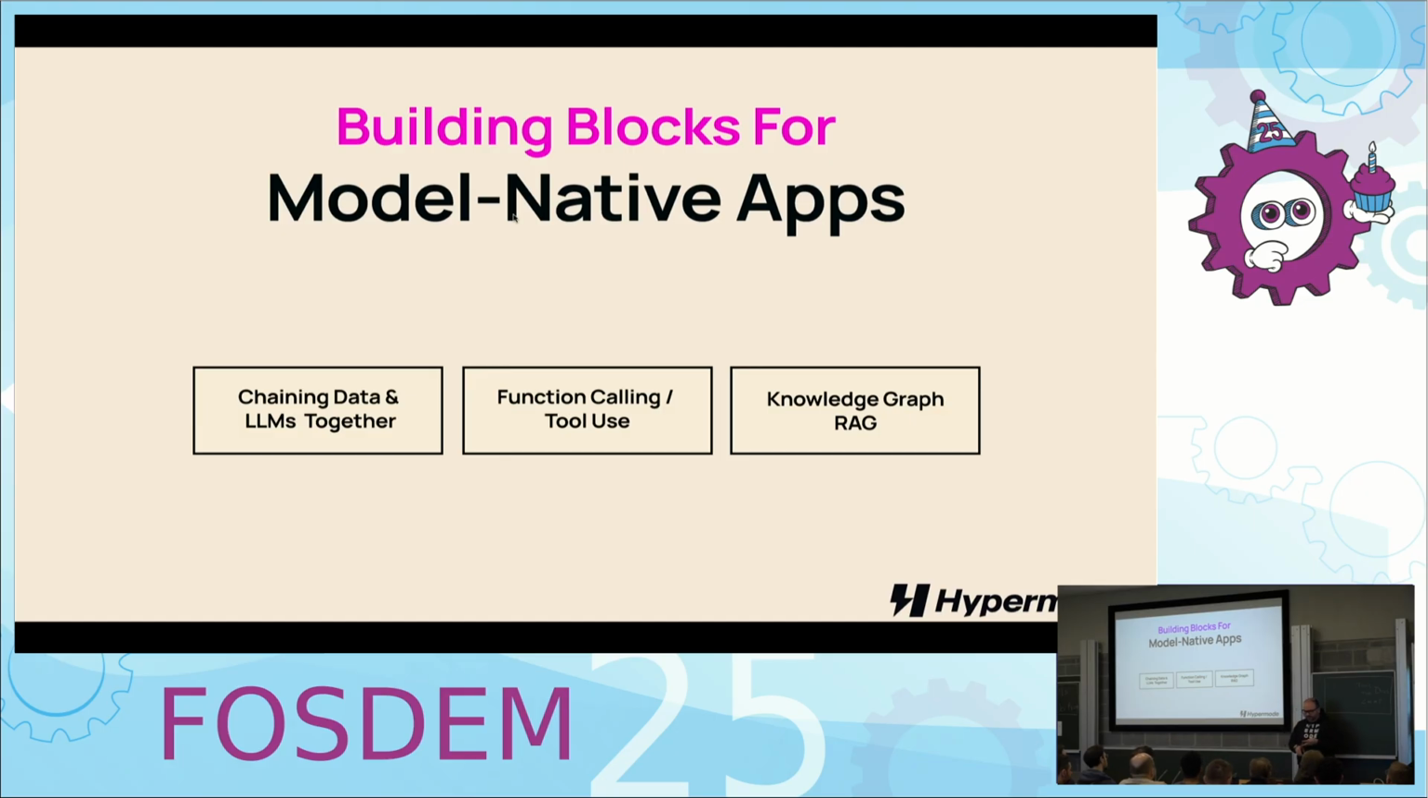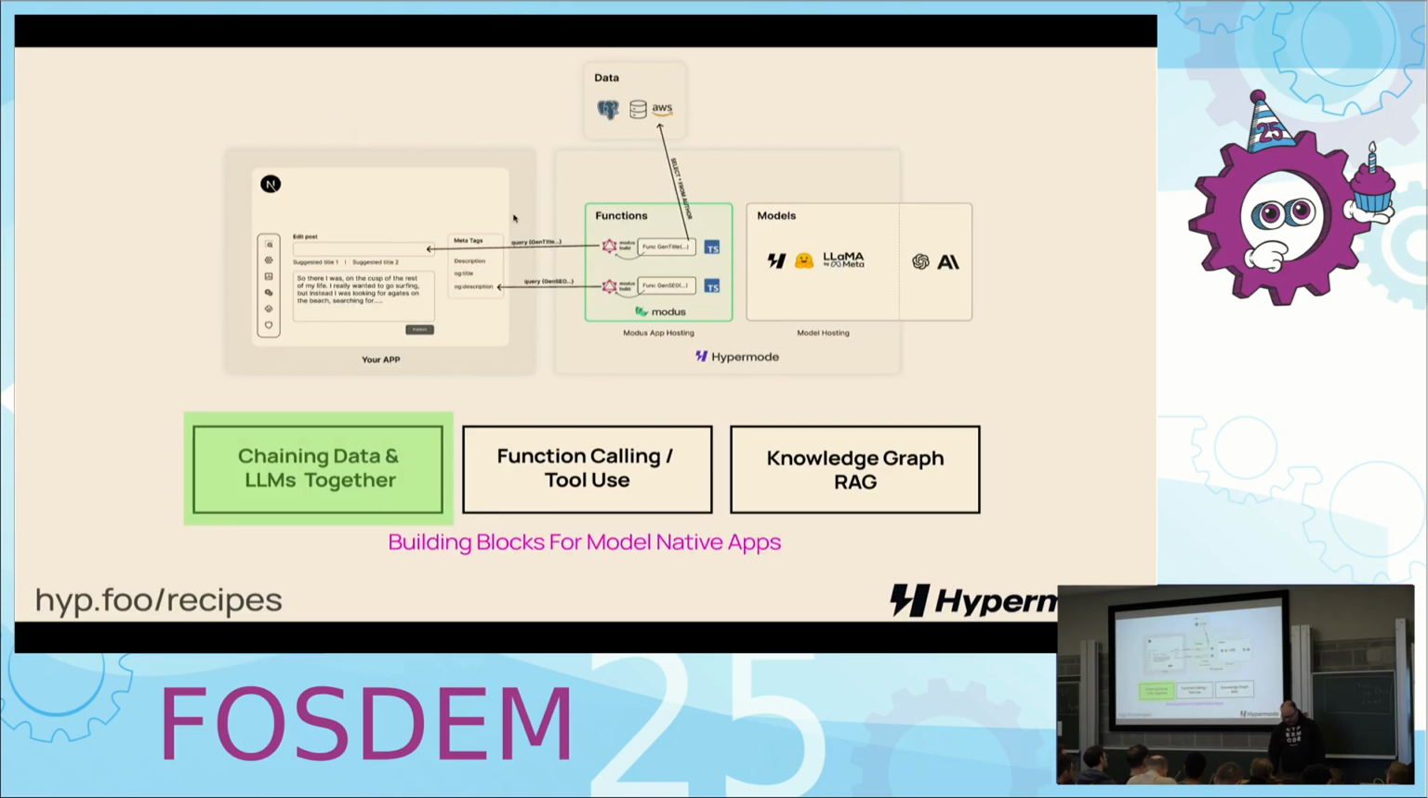And then this idea of knowledge graph RAG. RAG is retrieval augmented generation, where we're fetching some data and passing that in the context to our LLM. That's very similar to that first chaining data and LLMs together. That's basically what they call naive RAG. But with knowledge graph RAG, we can leverage the power of the knowledge graph, so the context of relationships in our data, to again provide more relevant context for our LLM.